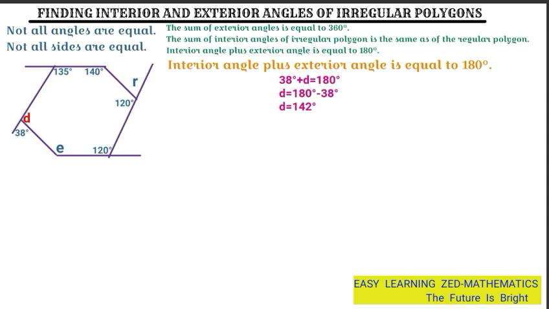So that is the value of D. The angle D there has the value of 142 degrees. That is the answer. That is the angle which is adjacent to 38 degrees.